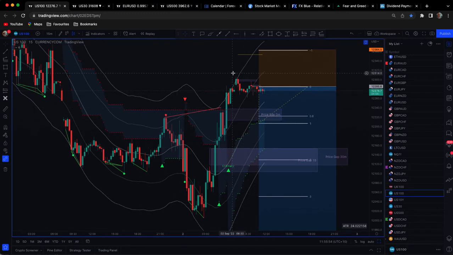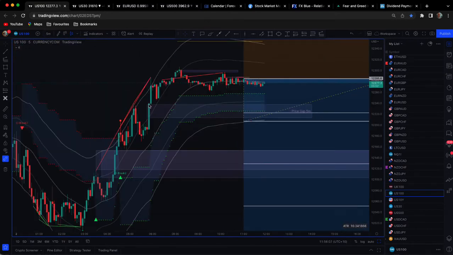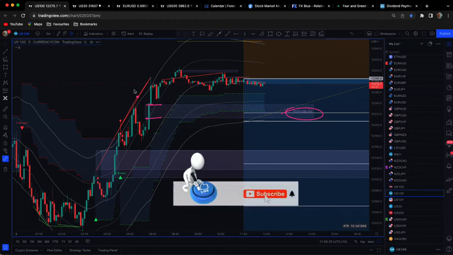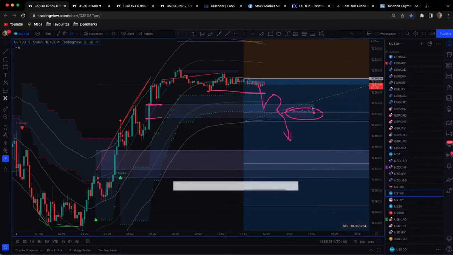Okay, so what I'm expecting is this to trade back down, looking to rebalance. 5 minute, okay, this candle here, candle right. Candle left, price gap. Now we're just waiting for this. Now, this is a bit aggressive. If you want to, you can wait for the break and retest of this before you enter.